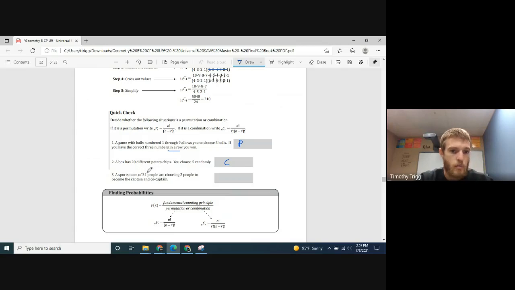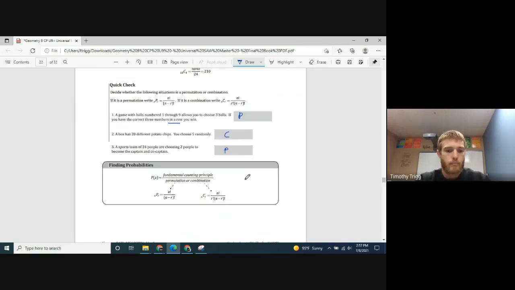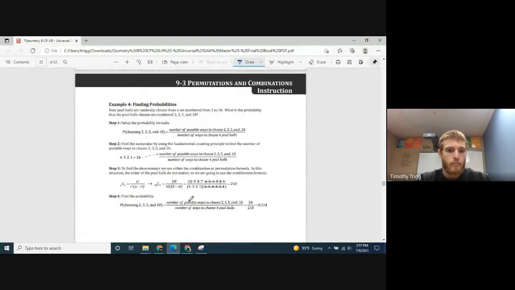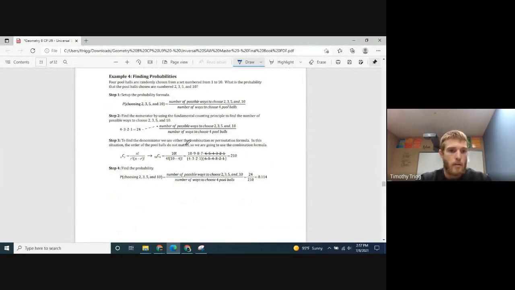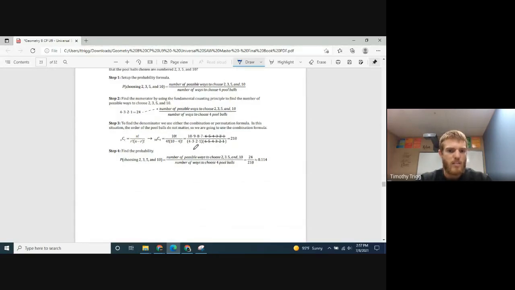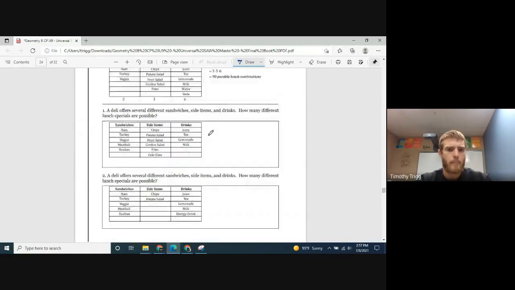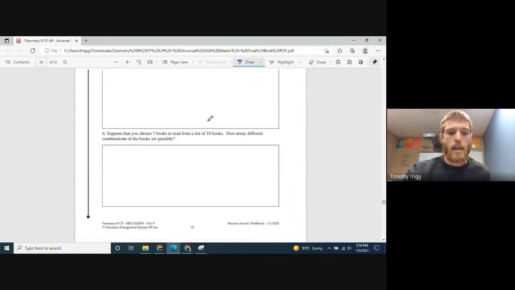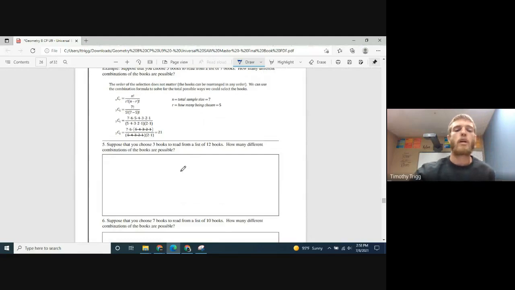A sports team of 24 people are choosing 2 people to become captain and co-captain. Here, order matters, right? Captain is different than co-captain. So that's permutation. Order matters. Okay. Here they have another, well, let's not worry about this yet. Let's just go down. So let's go down to page 18. We're going to be working on combinations here.